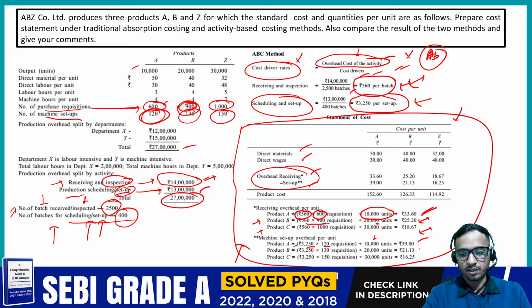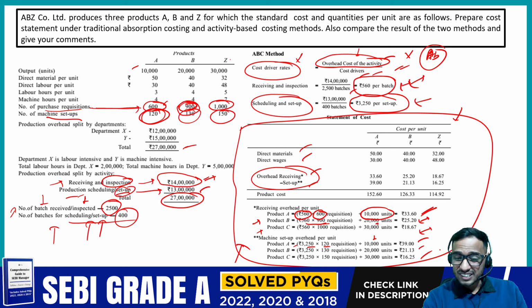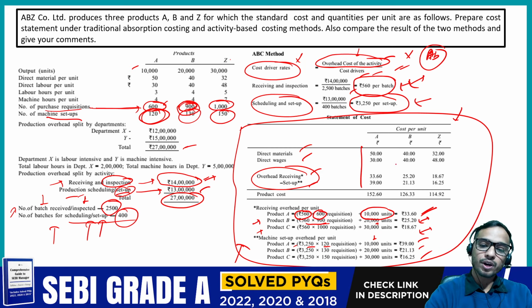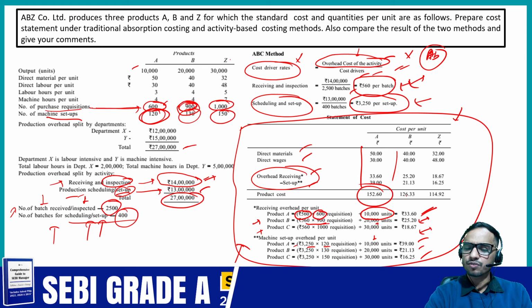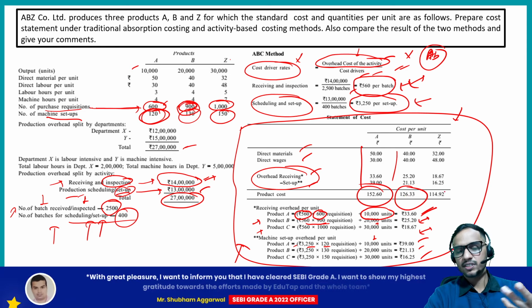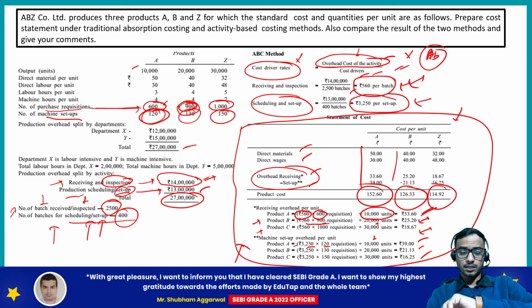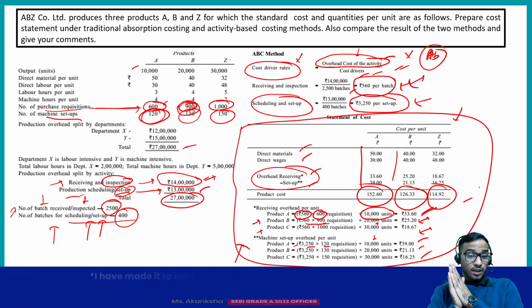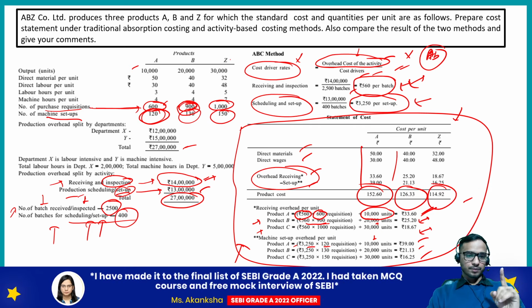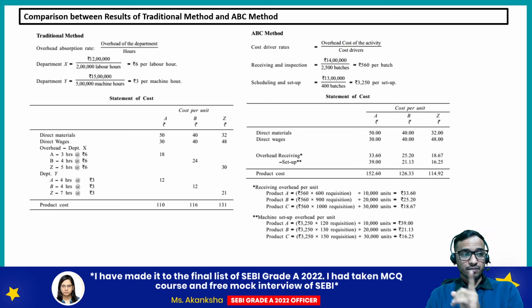So we have this 39, and we have 21 for B, and for C we have 16.25. Then you are going to add it. So for A, as you can see, it is 152, for B it is 126 approximately, and for Z it is 114 approximately. Now can you see the difference here? Please see here very carefully.